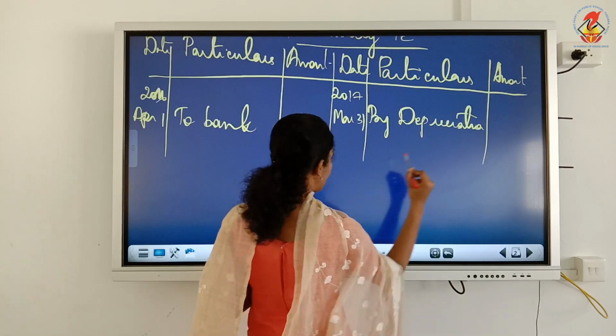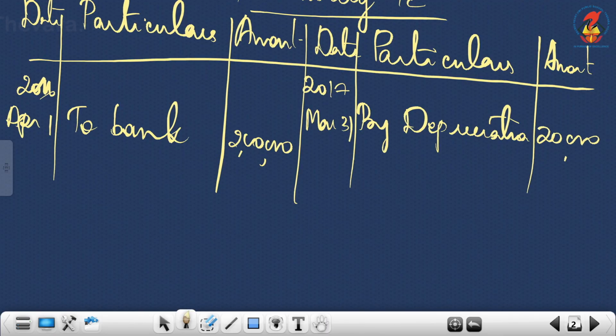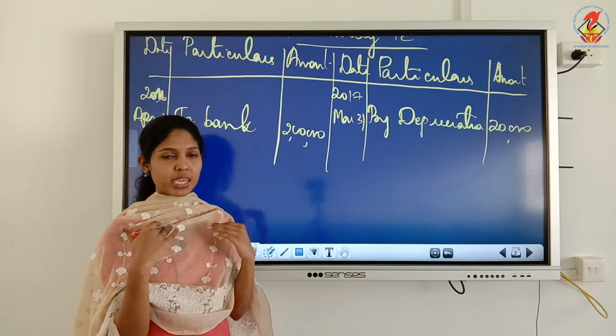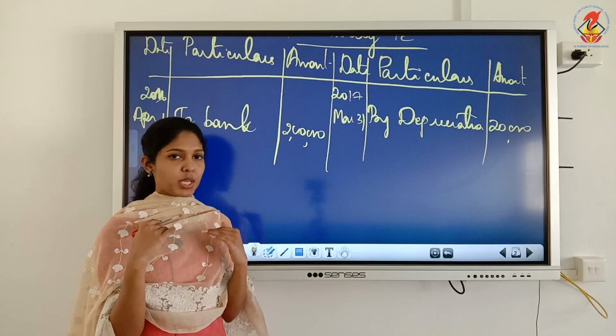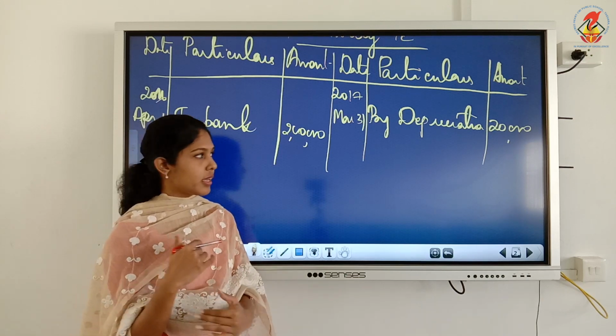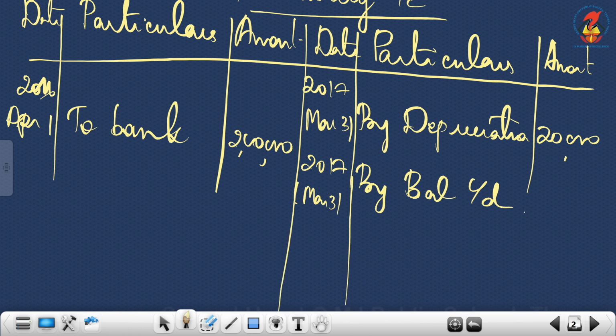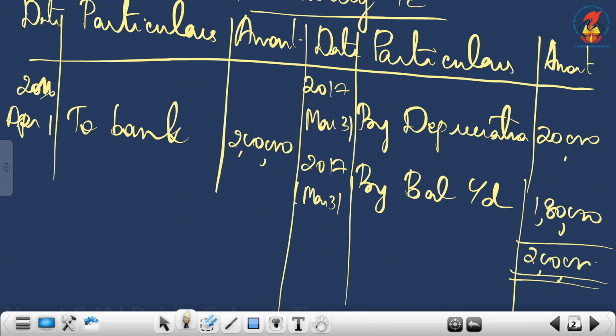So that 20,000 you can directly write here. The 20,000 is for one full year. Immediately after that we can write the balancing figure, because the sale will come only in the third year. So we write the balancing figure now by balance carried down, on the same date, the year ending date. Write the totals and you can close this.